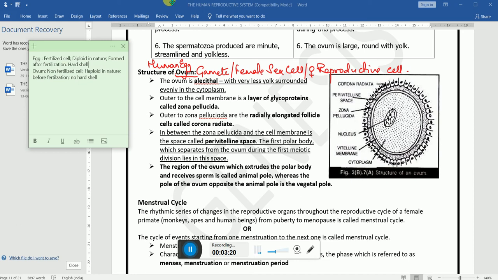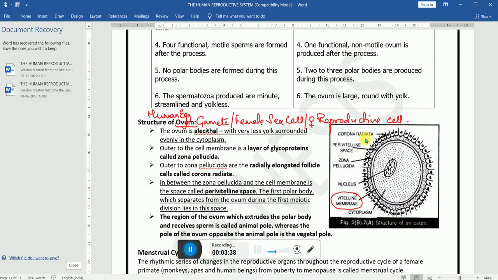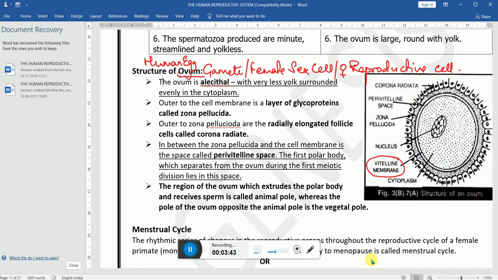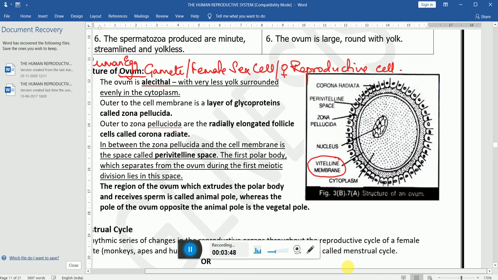Now students, when we are talking of the structure of ovum, because it's a cell, it will have a cell membrane. What is this cell membrane called? It has its own name, and we call it the vitelline membrane. I can increase the size so that you can see nicely. So here we have, students, a vitelline membrane, and inside this vitelline membrane we have the cytoplasm.